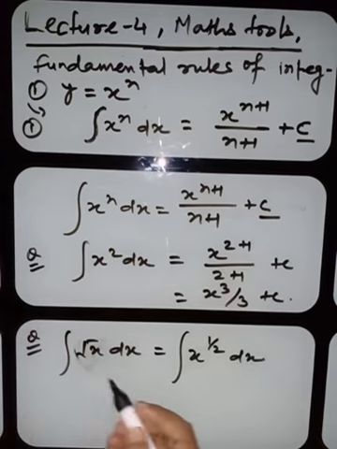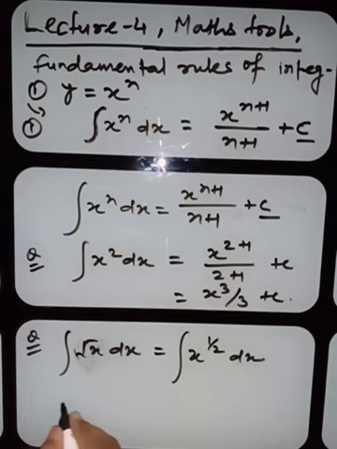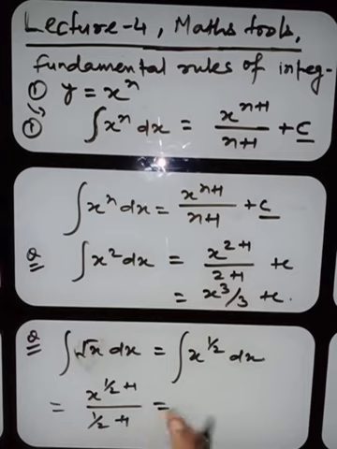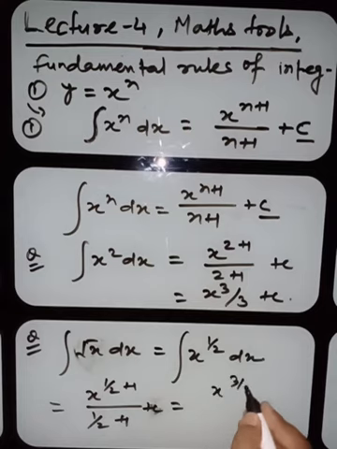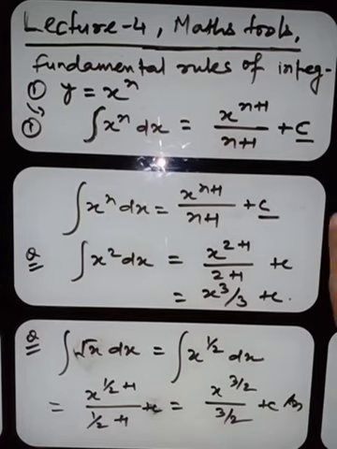You can write this root x as x power 1. Now you are having the value of n as 1 by 2. So the answer will be x^(n+1) divided by n plus 1, plus c. That is x^(3/2) divided by 3/2 plus c. You can simplify this one: 2/3 x to the power 3/2. Okay, I hope you understand very well.